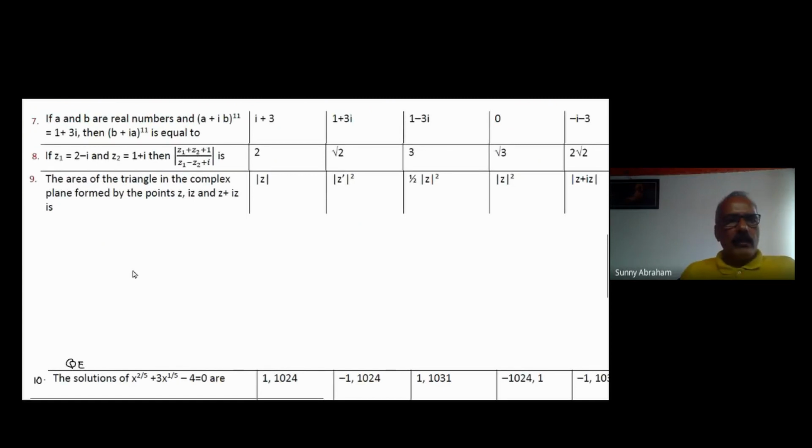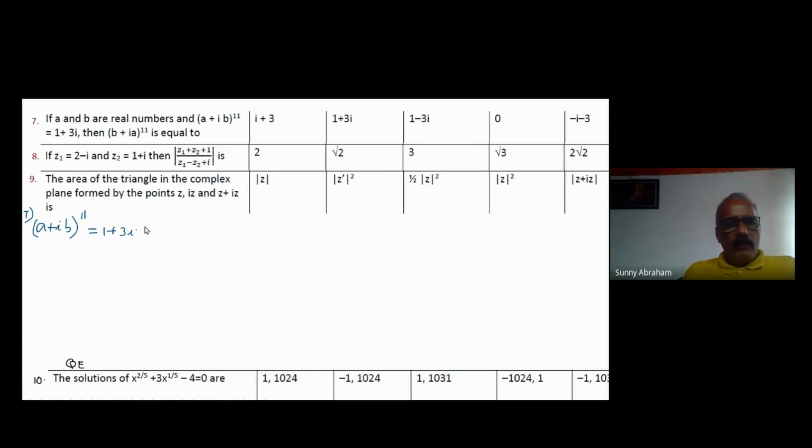a and b are real numbers, and (a + ιb)^11 is equal to 1 + 3ι. This is the seventh question.